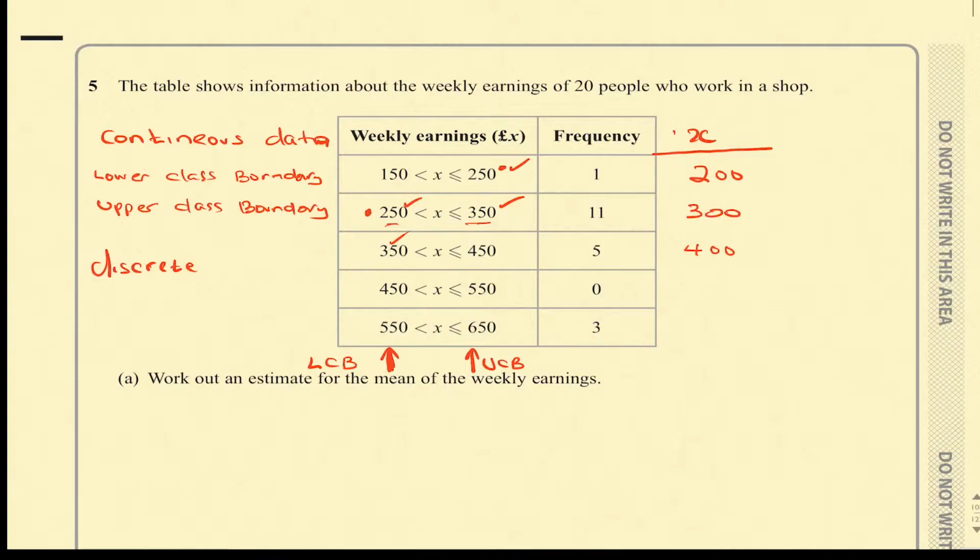This is how we work out our midpoint. We just add the two extremes together and then divide by 2. So the next one will be 500 and the final one will be 600. Now we need to find fx. Also, we need to add the total f, which is the total frequency. So that means 1 plus 11 plus 5 plus 3, and that gives us 20. Capital sigma implies sum, that means addition. So I'm adding all f, and that gives us 20.